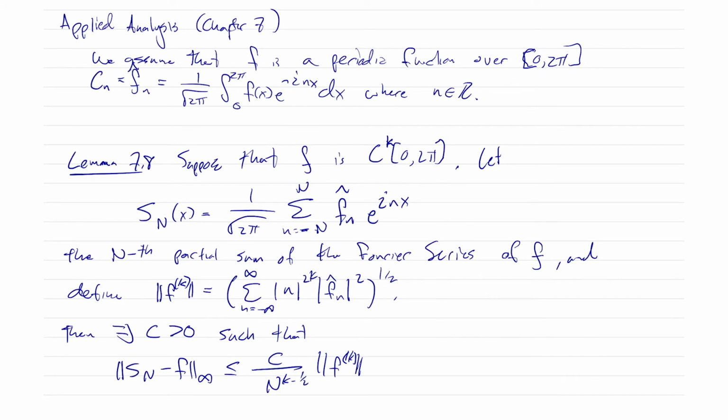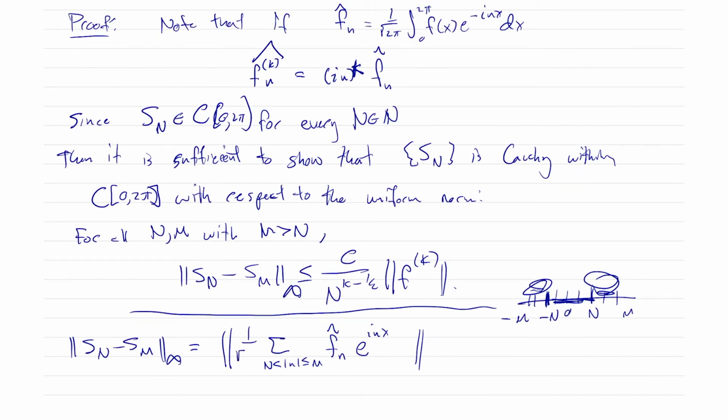And then we have a 1 over square root of 2 pi, right? But I can crash through the absolute values by the triangle inequality, and that gives me 1 over square root of 2 pi times the sum of n less than capital N less than or equal to m of the absolute value of the Fourier series coefficient, and that other term, well, this is always bounded by 1, so I can just leave that alone. Okay.